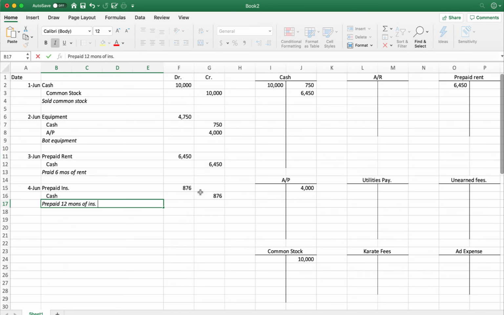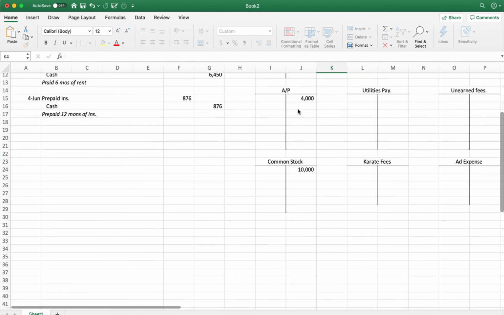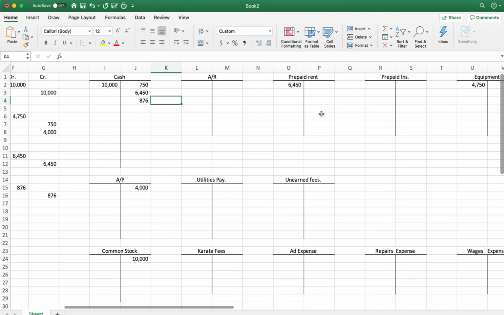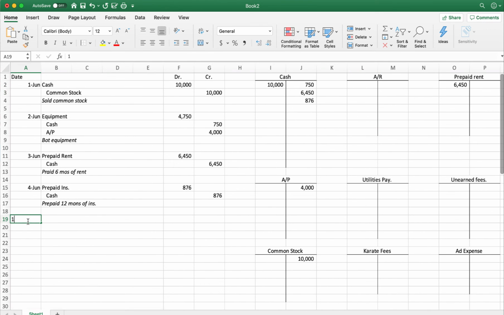I need to post these. Well, my cash is right here, so I'm just going to post that $876 to cash. Oh, sorry. I need to find my prepaid insurance. Oh, there it is. I need to debit that, $876. Okay? What's next? Well, on 6/5, what did we do? Paid June newspaper advertising, $525.